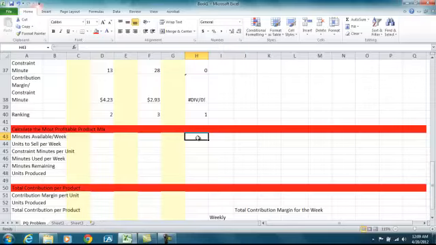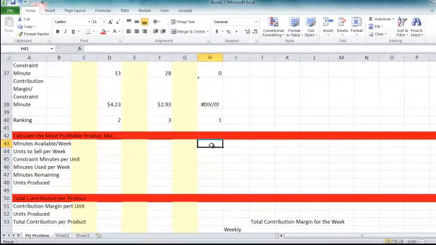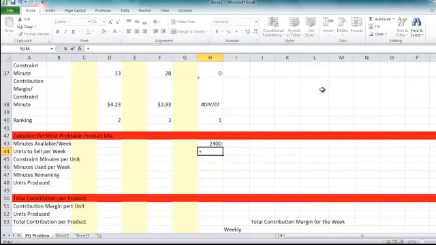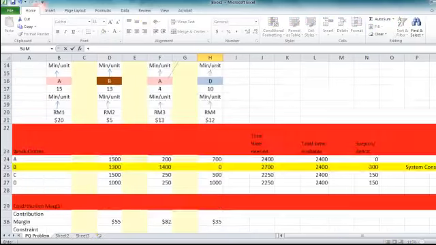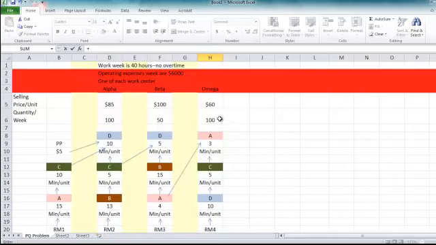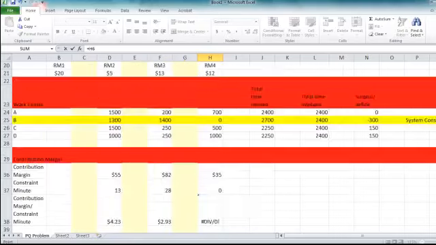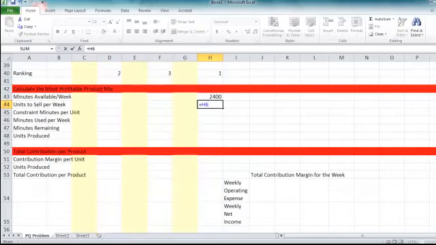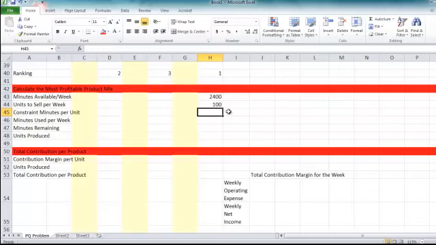Our most profitable was Omega, and second was Alpha, and then third most profitable was Beta. So we have a total of 2,400 minutes available during the week, and we are able to sell 100. I'm going to just go back up to the top and capture that number again to make sure I don't mistype. And the constraint minutes per unit was 0 in this case.